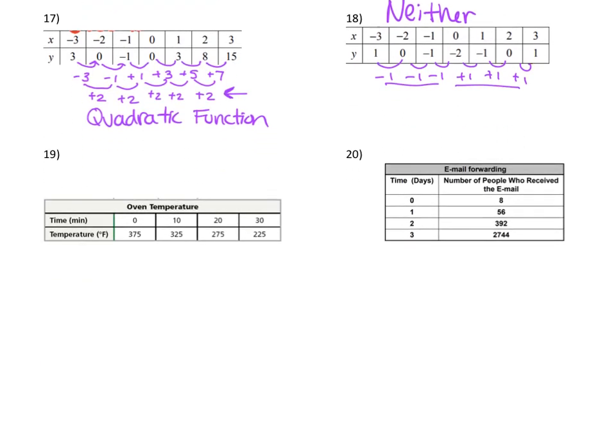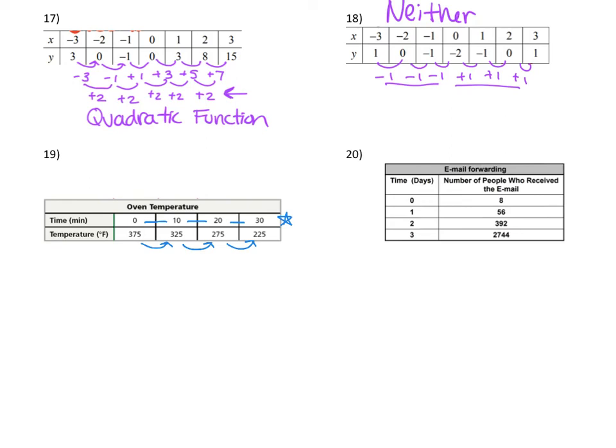All right, these last two are a little bit more real world problems. So in number 19, it says time and then temperature. So always make sure that your x, or in this case your time, is going up by a common amount. So plus 10, plus 10, plus 10. So we're good there. Then down here, I'm going down. So let's figure out how much I'm going down by. It's going down pretty slowly. So I know that it's going to be more of a linear versus an exponential, because exponential would go down really, really fast.